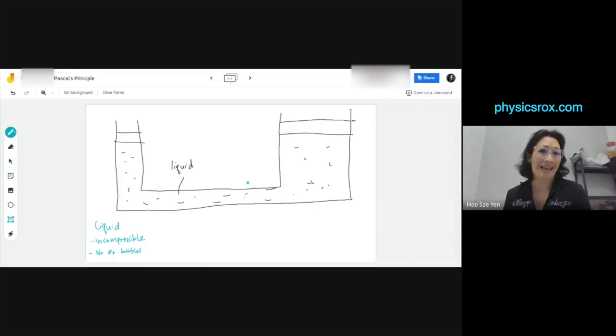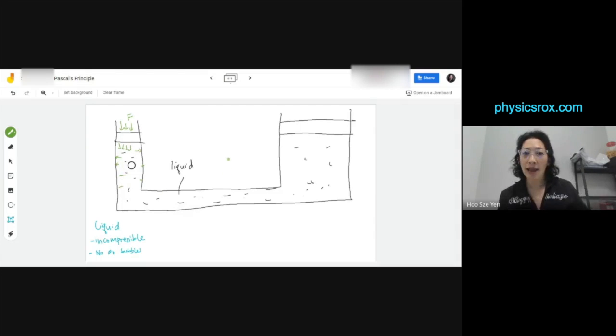Why? Because when you exert a force onto the liquid, we already know that the force is converted to pressure. So what happens if there were any air bubbles inside? Smaller size. If there were air bubbles inside, I want you to imagine, you exert the force, the pressure is being transferred. Remember, the pressure is transferred uniformly against the walls of the container and all that.